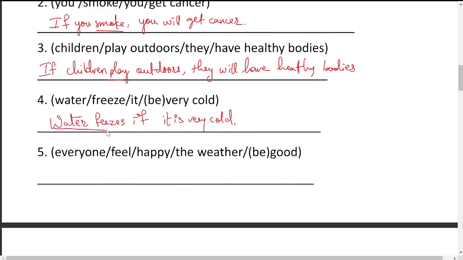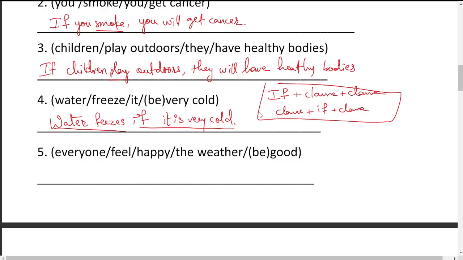So this is one clause. Water freezes is one clause. If it is very cold is another clause. So if it is very cold, water freezes. Now you might ask me, sir, why did you use if in the middle? Remember, if clauses can be in two ways. You can start the sentence with the if clause and add a second clause, or you can use clause 1 in the beginning, add if in the middle, and then the other clause in the second part. Okay, in the two ways you can use. So this sentence relates to the second rule.